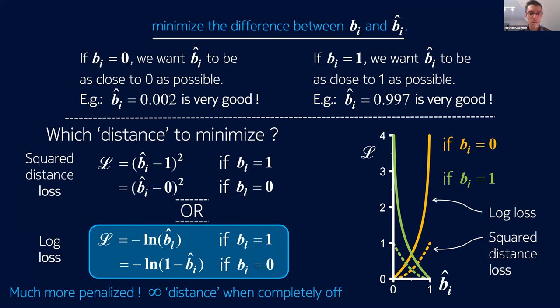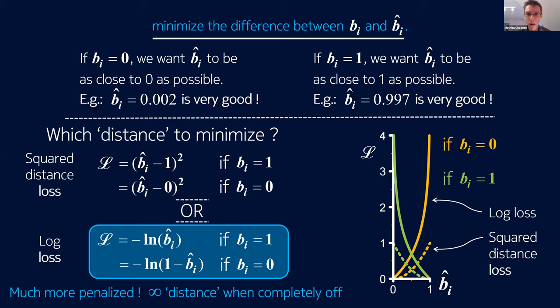where if my transmit bit was a one and I know that it was a one, then I want to minimize this distance, which I now define as the negative of the logarithm of the system output, B hat. And if I knew it was a zero, I want to minimize the negative of the log of one minus B hat. This gives us the two solid line curves on the bottom right side of the screen. As you can see, this is a much more penalizing loss, or a much more penalizing distance. If I'm completely off, my distance, quote unquote, becomes infinity.